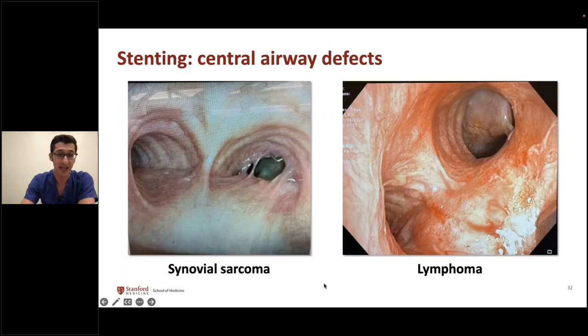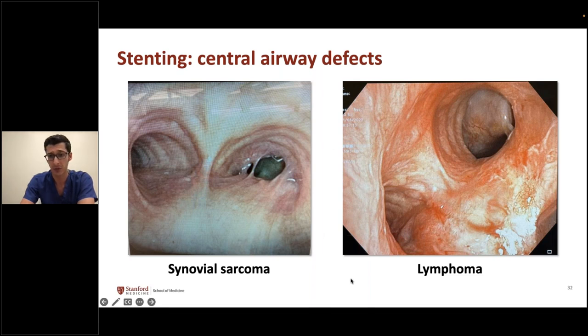These are two cases that I think highlight the utility of silicone stenting, which is an intervention that we're really only able to provide currently with rigid bronchoscopy. So two different patients with two similar problems. An older gentleman with synovial sarcoma who had a right pneumonectomy that unfortunately was complicated by stump dehiscence, recurrent pleural space infections, and open pleural space.